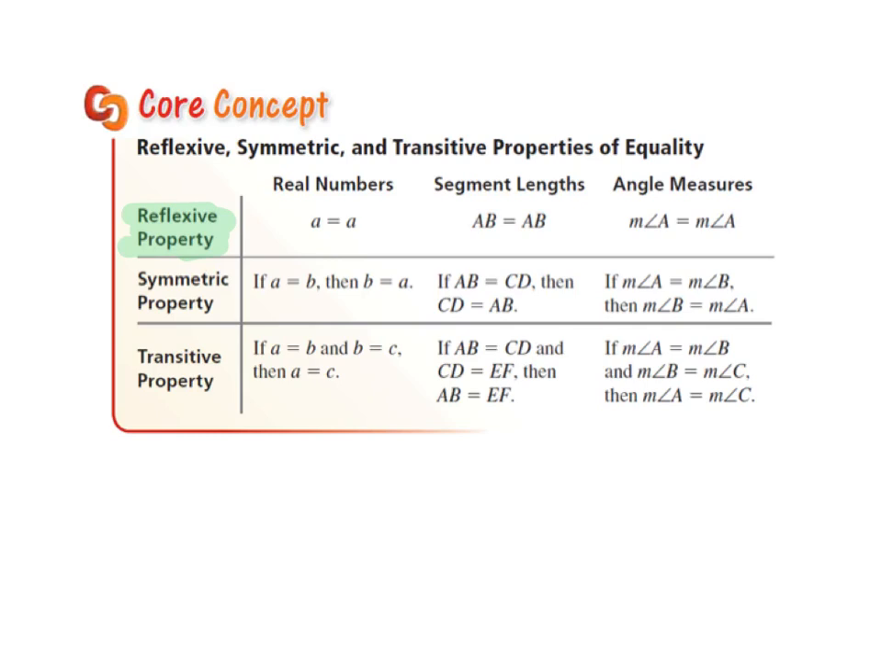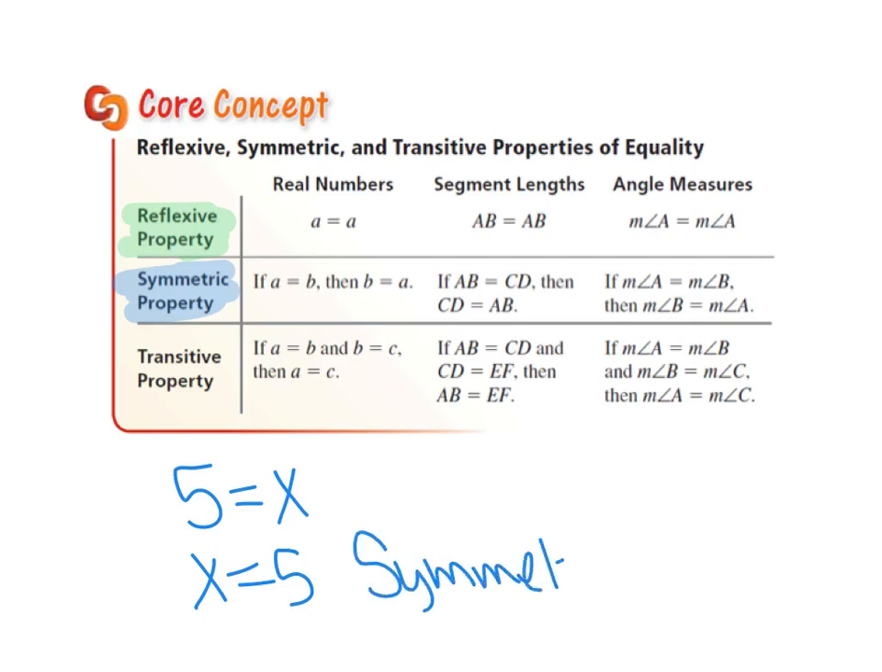The symmetric property: a lot of times when you solve an algebraic equation, you might end up at the end saying 5 equals x. Well, we know that also means that x equals 5. Why is that true? It's called the symmetric property of equality, where we can switch the order. So if we end up with 5 equals x and we wanted to show that x equals 5, we could just switch the order and call it the symmetric property.